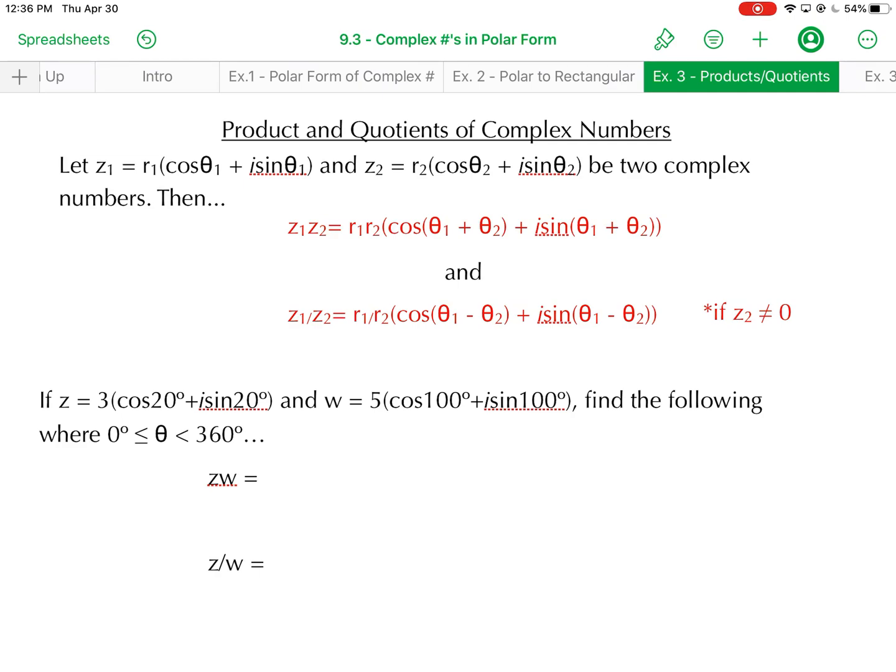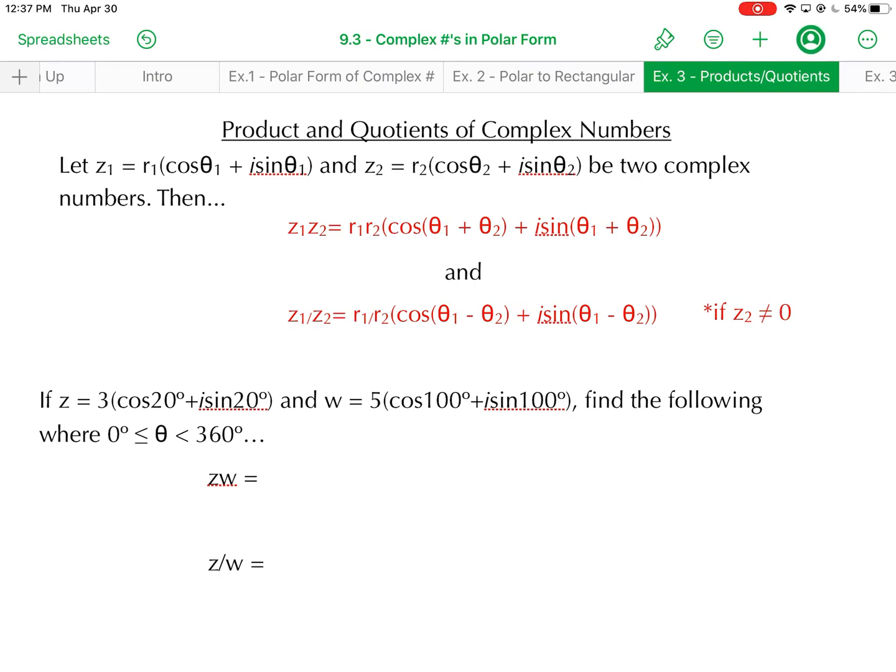Okay. Similarly, if I want to find the quotient between these two complex numbers, so if I'm taking z sub 1 divided by z sub 2, I'm going to take the r value from z sub 1 divided by the r value from z sub 2. That's going to give me the new modulus of the quotient. And then notice I will also subtract the angle measures, theta sub 1 minus theta sub 2, to give me the argument of cosine and sine in the new quotient. Okay, so let's apply those, think of those as formulas, here to this example.